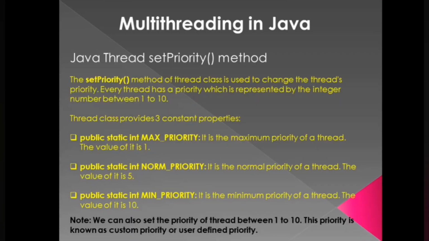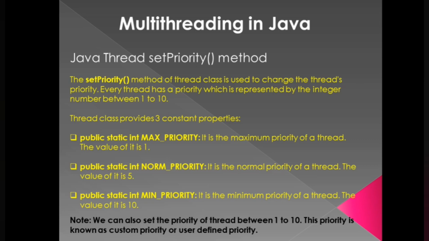So now let's discuss the Java thread setPriority method. The setPriority method of the Thread class is used to change the thread priority. Every thread has a priority which is represented by an integer number between 1 and 10. The Thread class provides three constant properties. So let's discuss these three constant properties. Here we have public static int MAX_PRIORITY. It is the maximum priority of a thread. The value of it is 1.